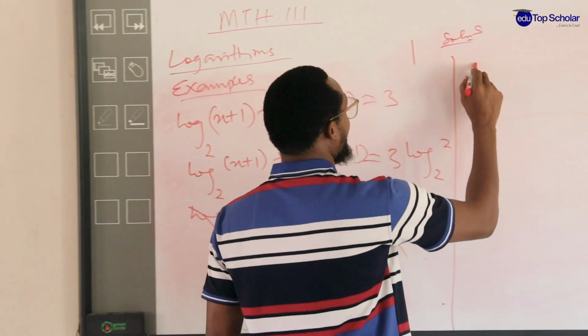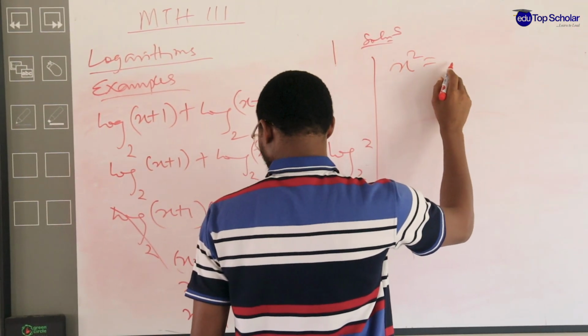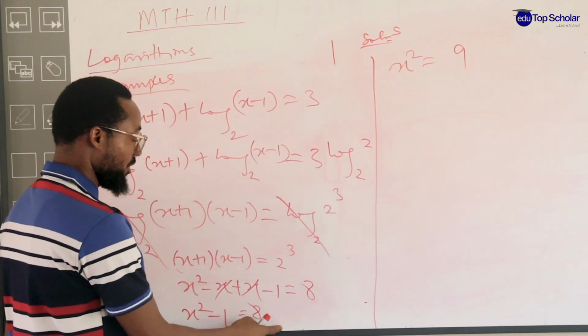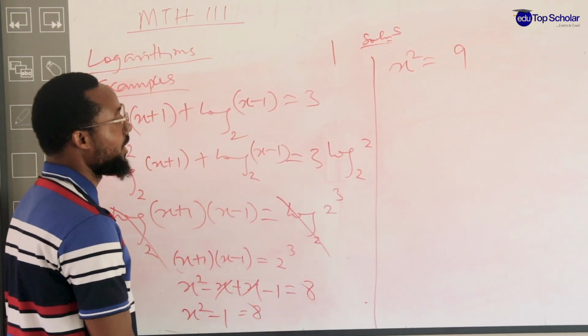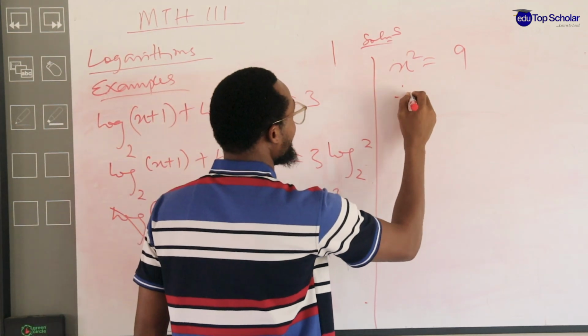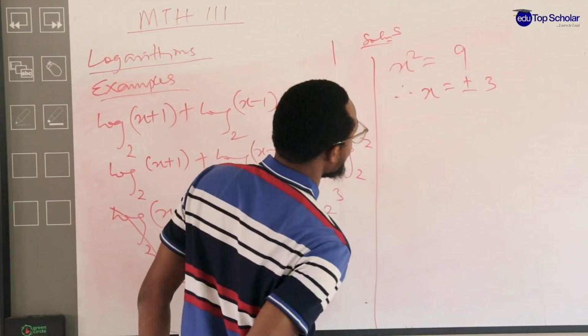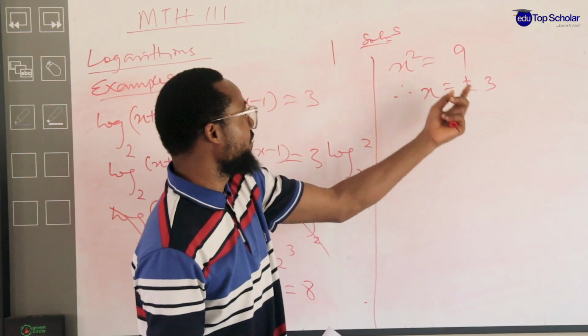That implies that our x squared is equal to 9. If this 1 comes here, it becomes addition, so that will be 8 plus 1, which is equal to 9. And therefore, our x is equal to plus or minus 3. If we take the square root of 9, we have this.